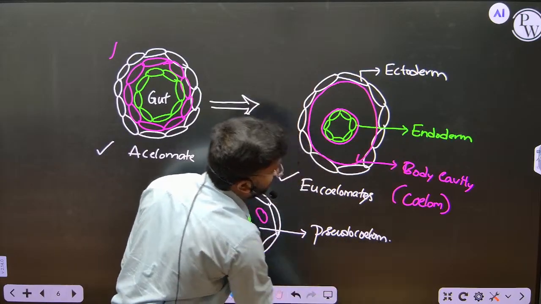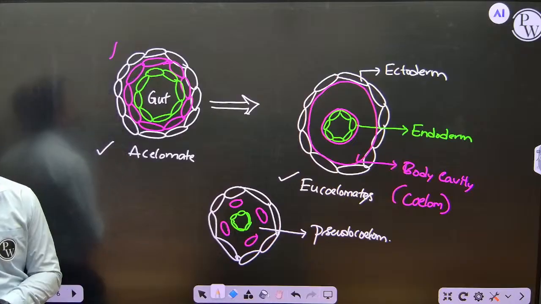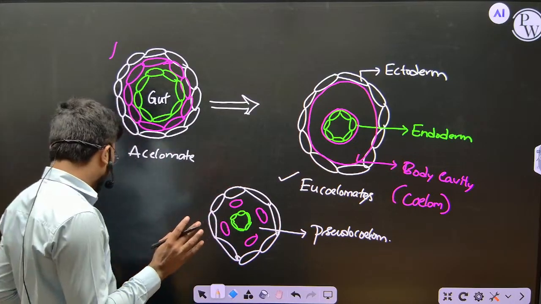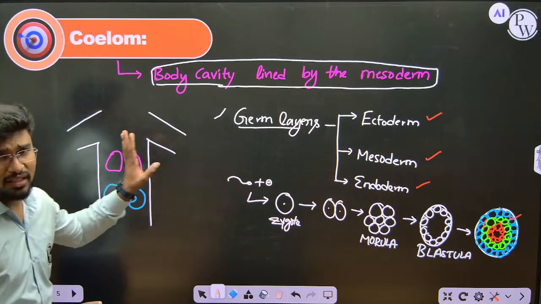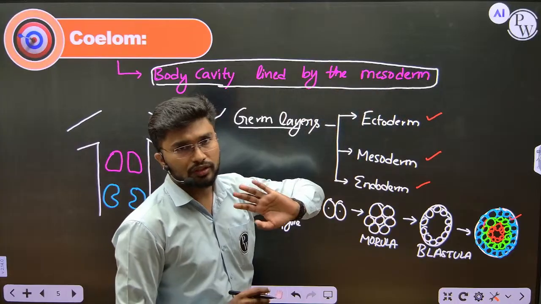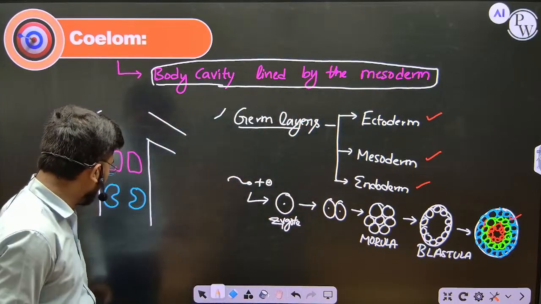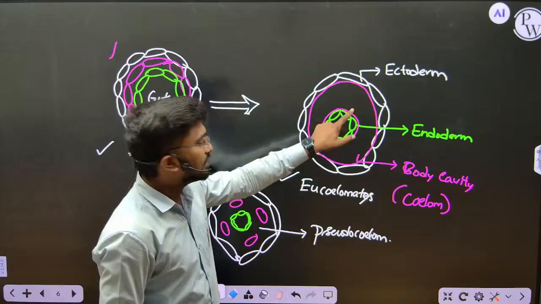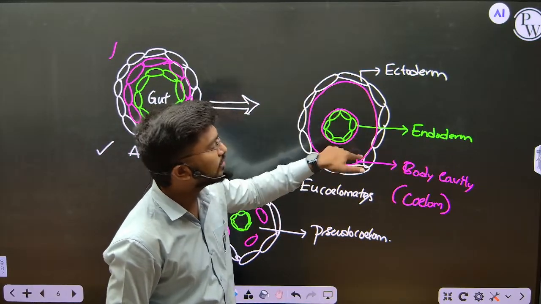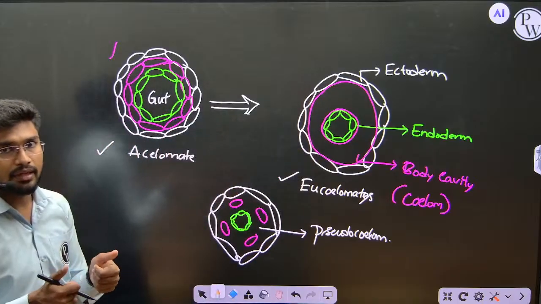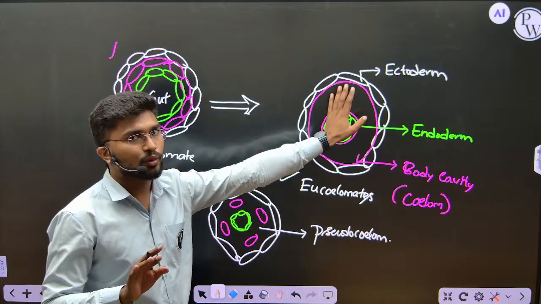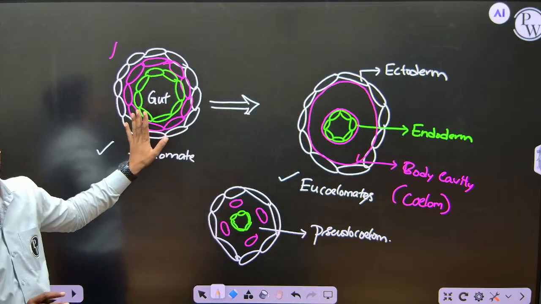Got it? Conclusion is what? Total three types of coeloms are there. Okay, let me recap what coelom is. Coelom is the body cavity lined by the mesoderm. See, this is the body cavity which is lined by the mesoderm. Here mesoderm is there, here also mesoderm is there. Animals who have coelom are called coelomates. Animals who don't have coelom are called acoelomates.